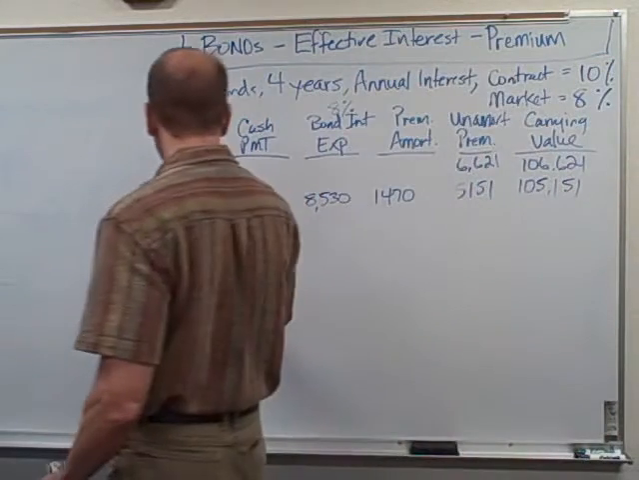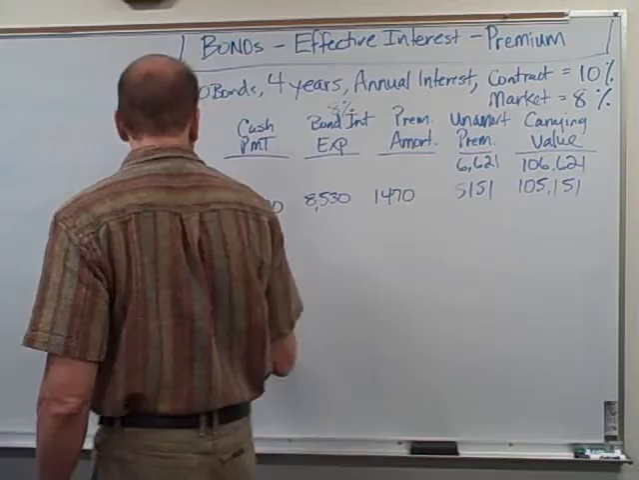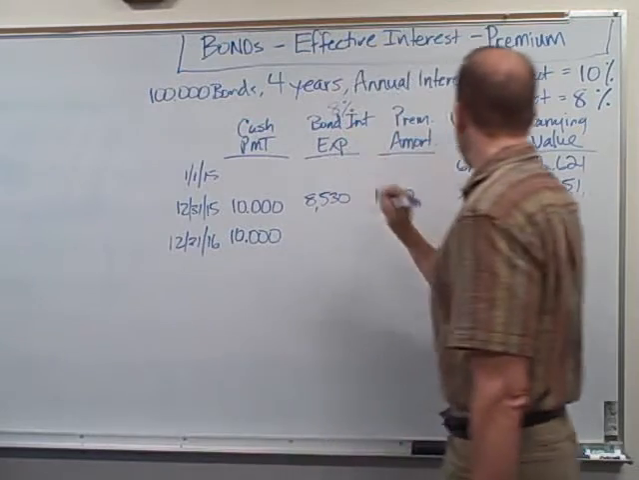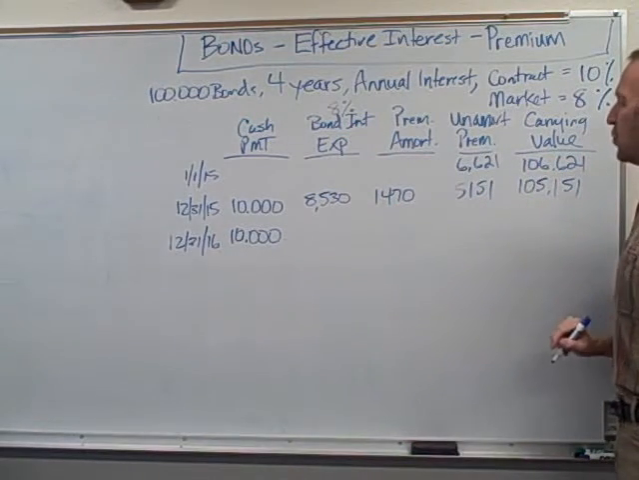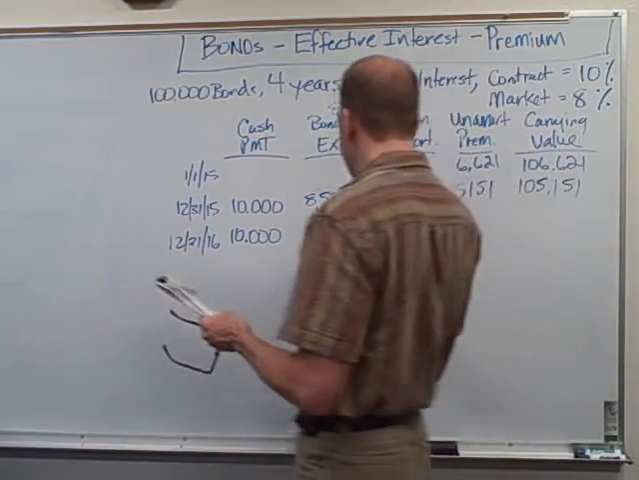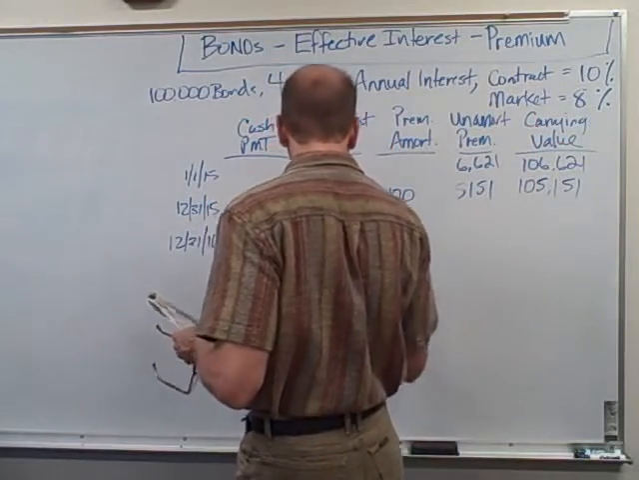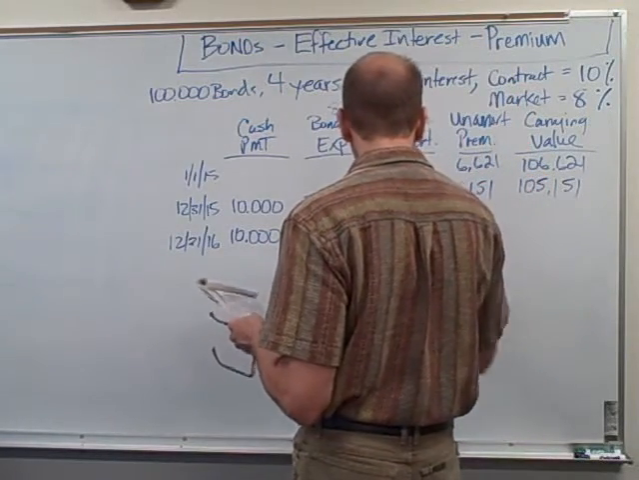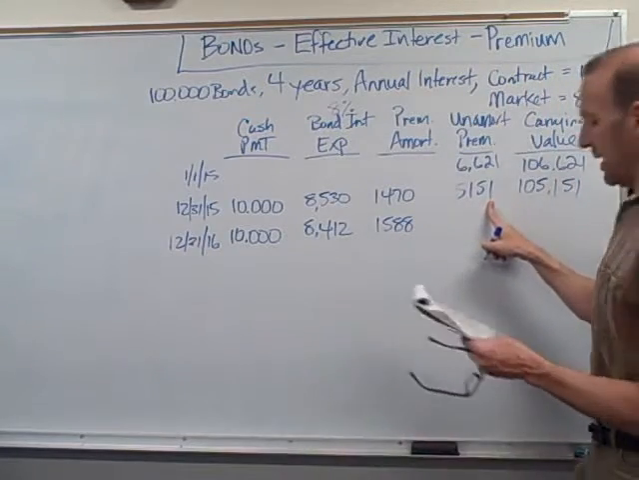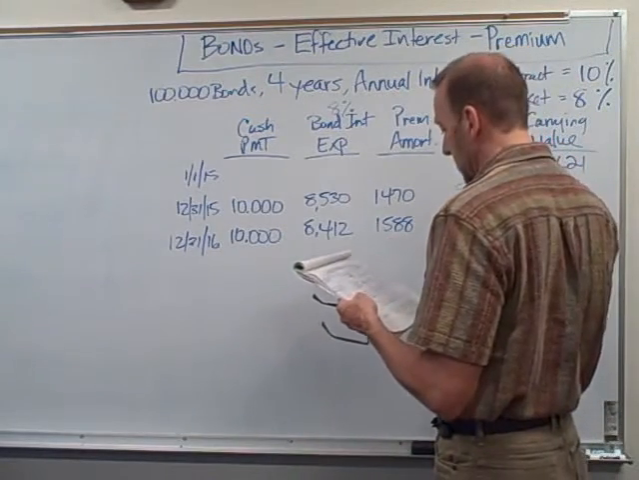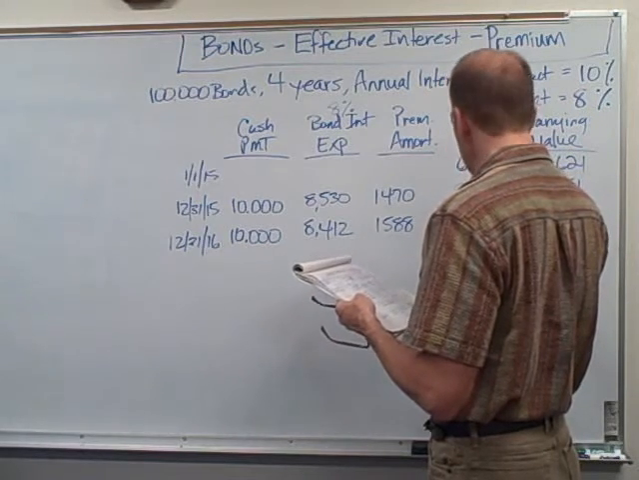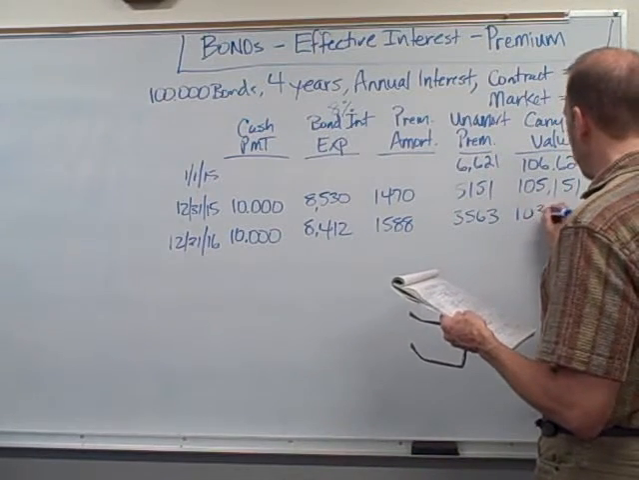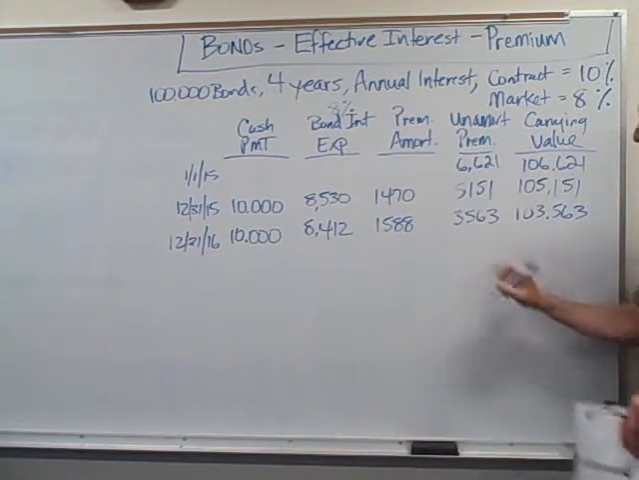To get 105,151. Now on December 31st of the next year, 2016, the cash payment is $10,000. The interest expense is 8% times our carrying value. Our new carrying value is 105,151, which gets us 8,412. The difference between this and the 10,000 is 1,588. So that's how much we're going to decrease this by. Our premium's gone down 1,588, so we're going to decrease it down to 3,563. Now our new ending balance is 103,563. We take this plus the 100,000.